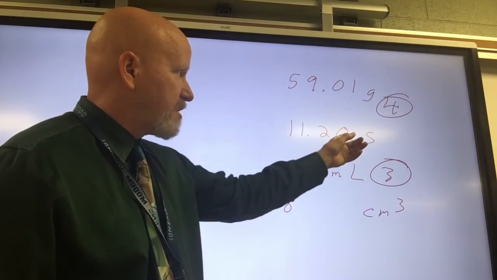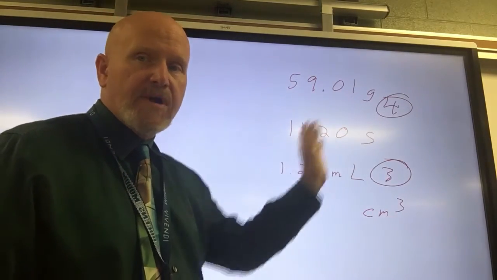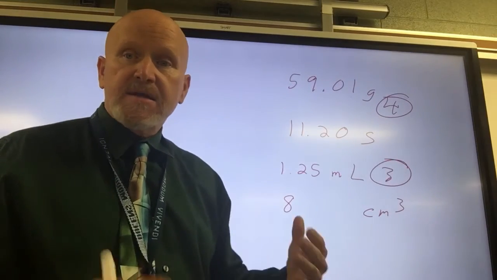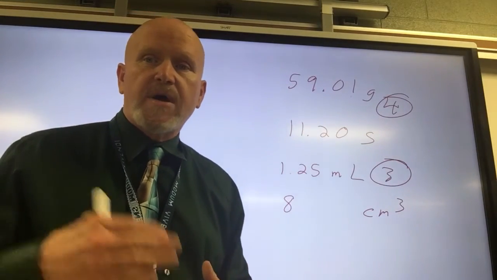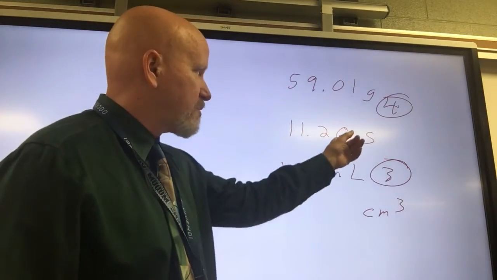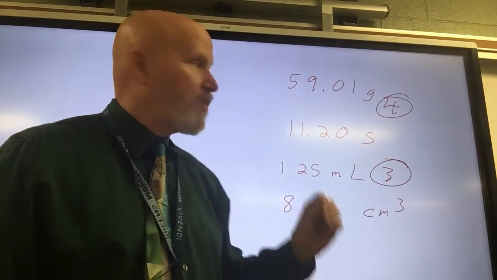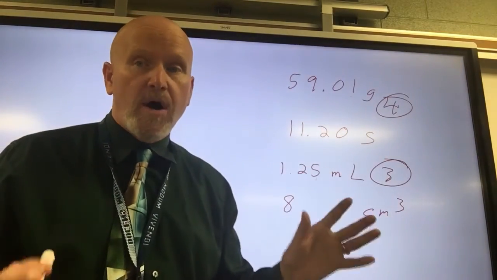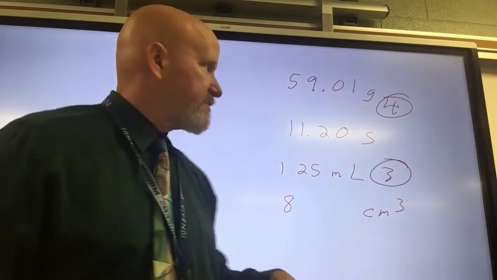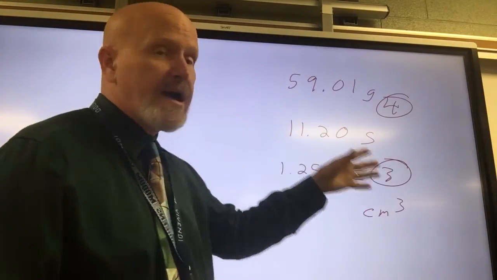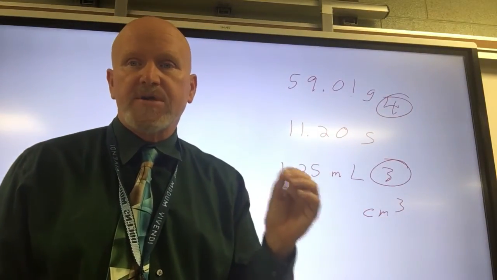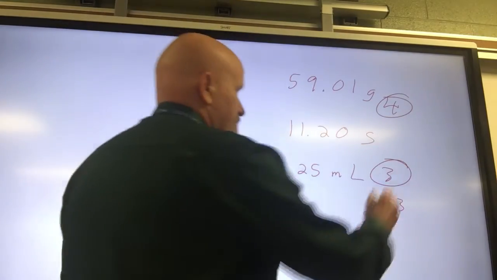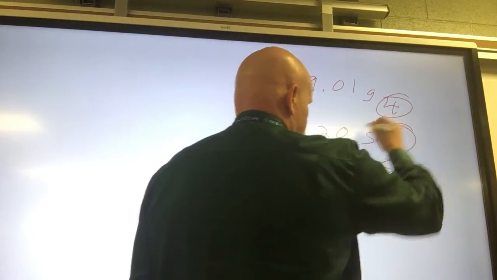This number out here, we wouldn't write a 0 to the right of the decimal like that unless the measuring device actually went out that far. So this will measure to the hundredth of a second. So it wasn't 11.21 or 22 or 11.19. It was exactly 11.20. So we'd say this number has 4 significant figures.